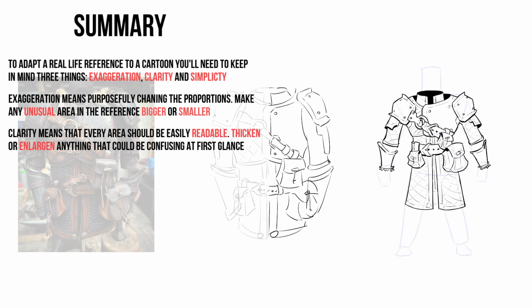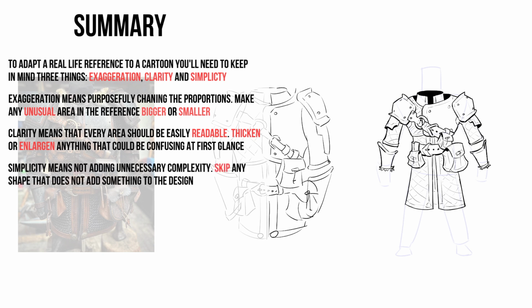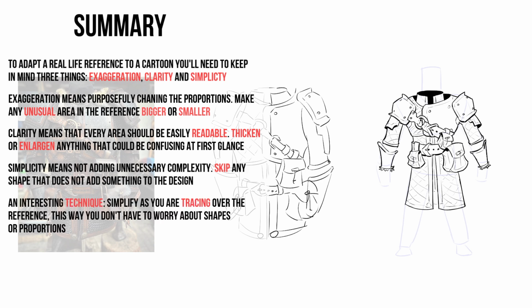Clarity involves making sure everything is properly readable. Two important tools to use here are to thicken and enlarge everything that's important and delete everything else. Simplicity is about not being too complex with the end result. The reference can be complex, but you don't usually want the cartoon version to be. A nice little tool you can use to handle the complexity is to simplify as you're tracing over. This makes the simplification way easier.